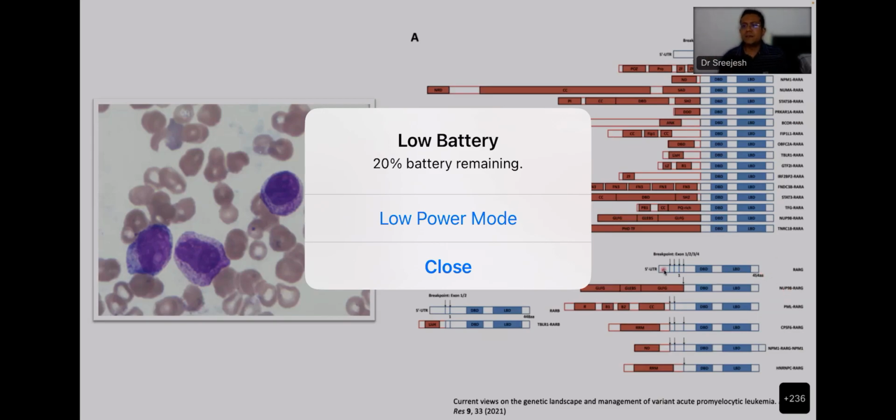It is important to identify the partner because some of these do not respond to the standard therapy, which is ATRA plus ATO. So they might need AML-like chemotherapy. In this case, it's important to identify that this morphology is not classical APML.